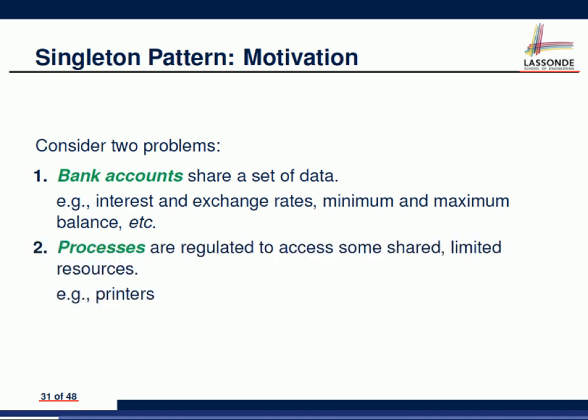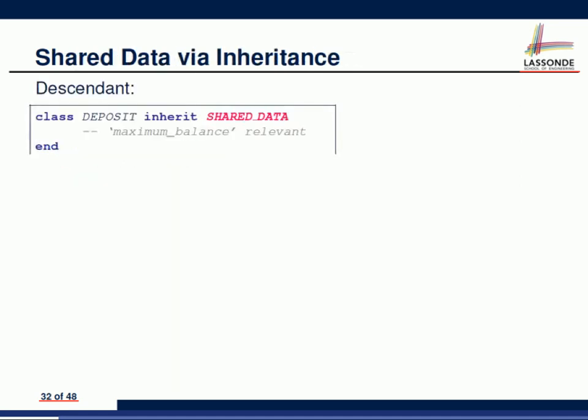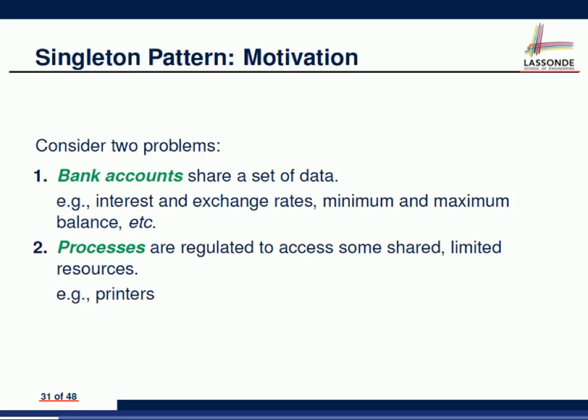The second problem could be more like an operating system problem. You have processes, and you have to somehow regulate concurrent access to the data. For example, if you have only a set of printers, you want to make sure the printers can be shared among different processes. That's another problem, of a different kind. So now let's just consider the problem for bank accounts. You can certainly generalize to the processes problem as well.